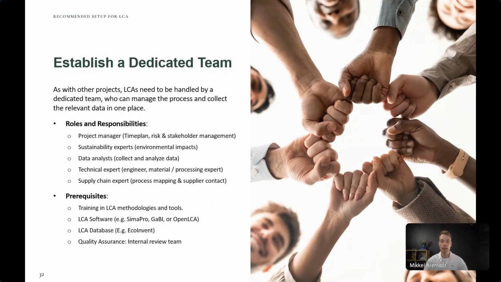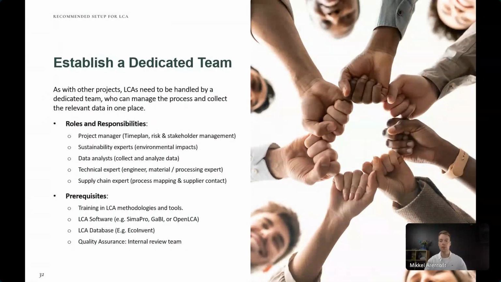The team to conduct an LCA could look like a project manager handling the time plan, the risks, and also the stakeholders, sustainability experts having the environmental perspective, data analysts handling the data, technical experts who have technical insights, and a supply chain expert who is doing the supplier contact and also mapping processes within your supply chain. In your team, you also need to have training in this LCA methodology. You need to have any LCA software and databases, as well as a review process to ensure the quality of your LCAs internally.